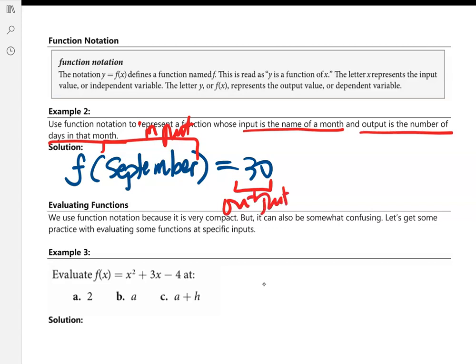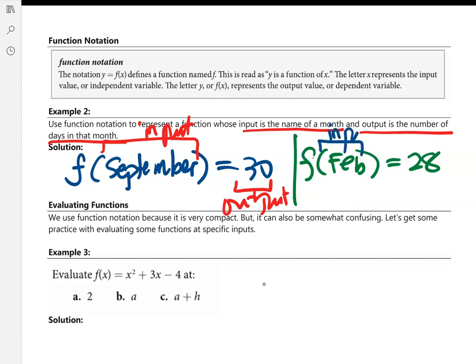Okay, another one, let's say February, and this year is not a leap year, so it has 28 days. So again, this is your input and 28 is your output.